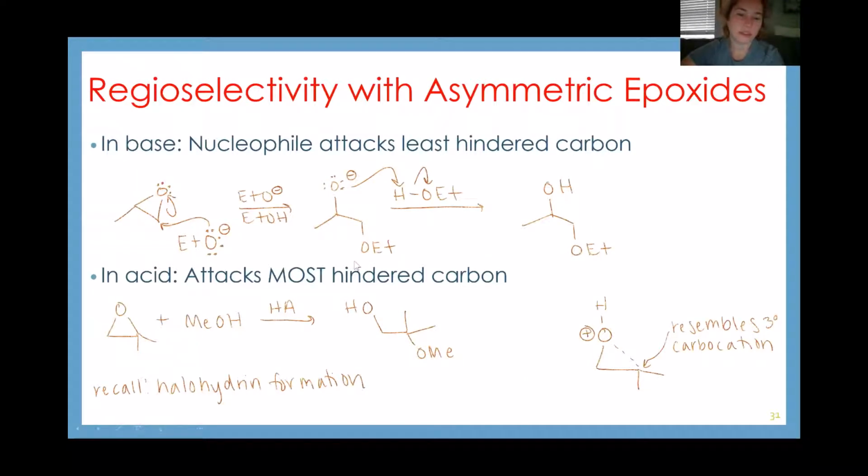So the last thing that we talked about was the regioselectivity with the asymmetric epoxides. And again, I'm just going to repeat what I said a second ago. The nucleophile attacks the least hindered, least substituted carbon. So this is just a normal nucleophilic situation, like an SN2 reaction. In an SN2 reaction, a nucleophile is going to prefer the less substituted substrate. In acid, the nucleophile will attack the most hindered carbon.